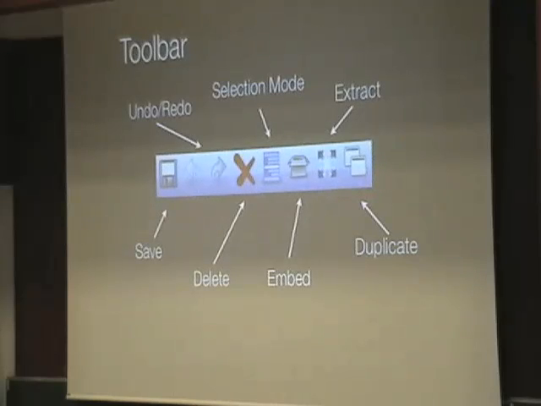The toolbar, you got things like save, undo, and redo. You can undo all the operations that you did in Seaside. You can delete objects, you can change the selection mode to select multiple objects. You can embed, extract, and duplicate an element.